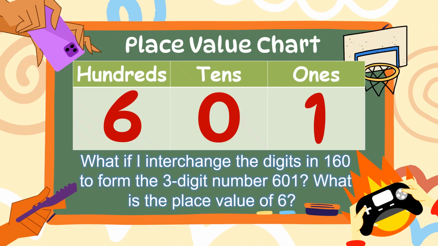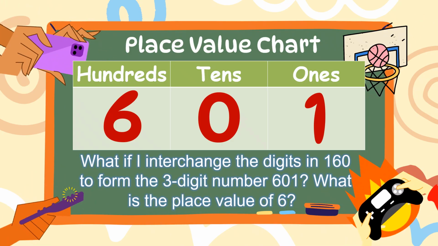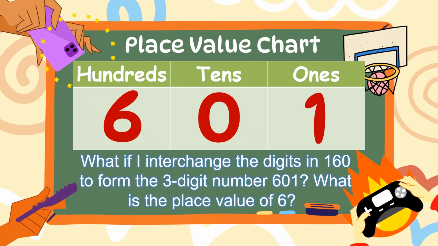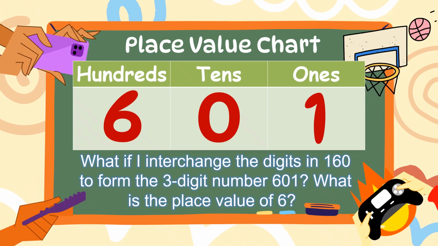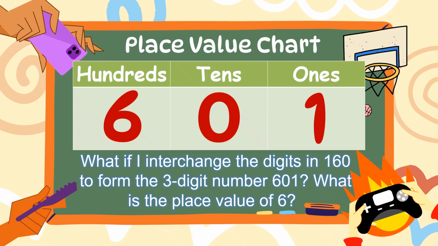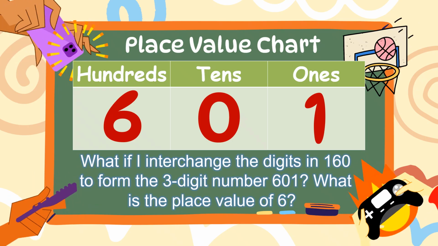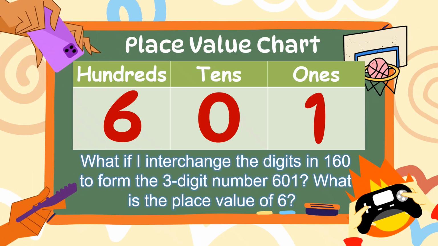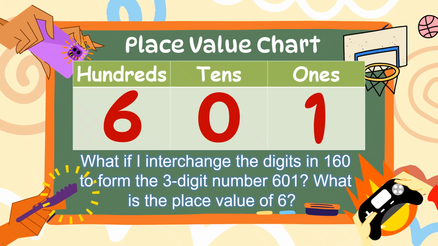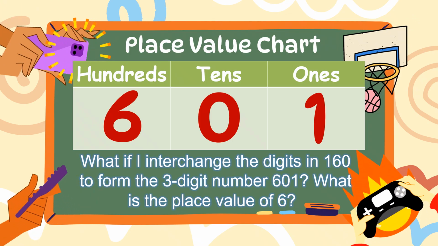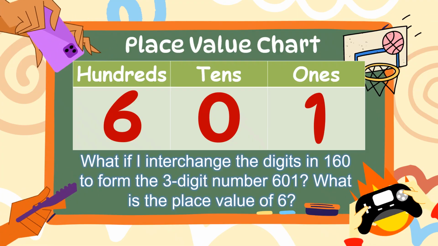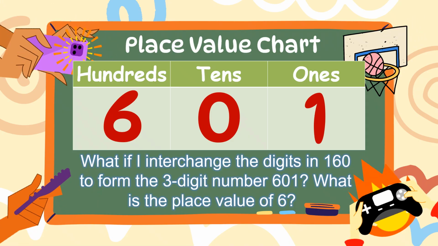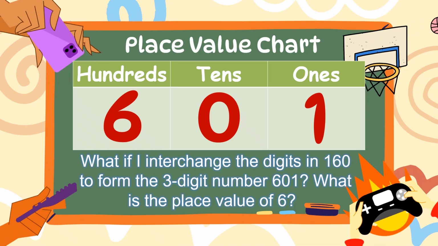Okay, what if I interchange the digits of 160 to form the 3-digit number 601? What is the place value of 6? A while ago, 6 was in the tens. And 0 was in the ones and 6 was in the tens. This time we interchanged that. So what is the place value of 6? Very good. Hundreds.